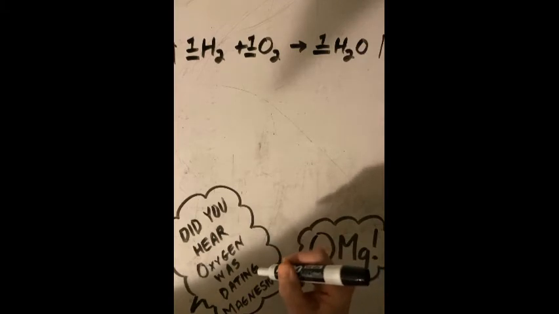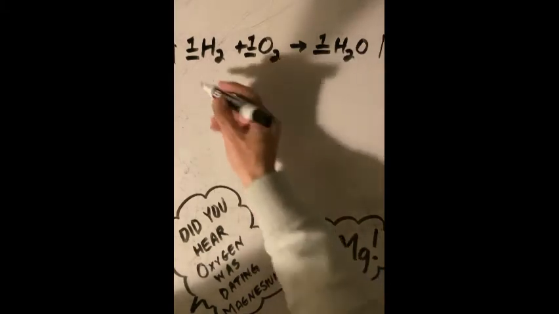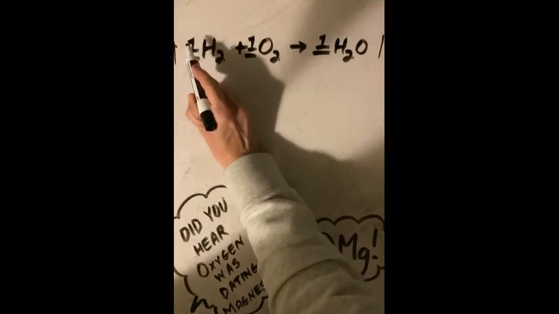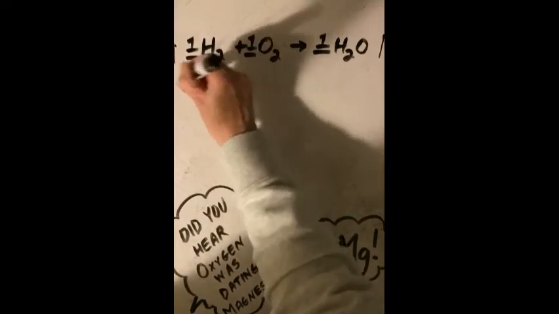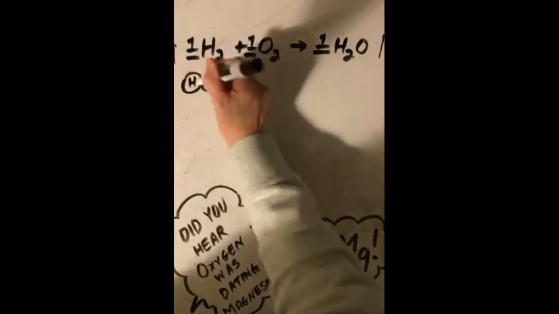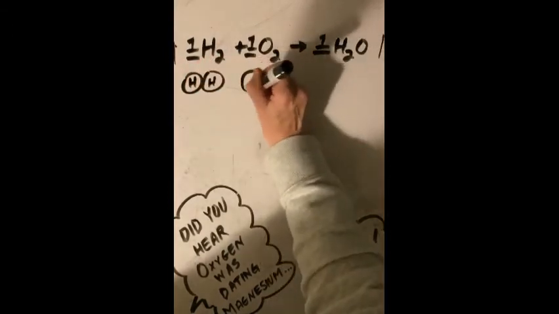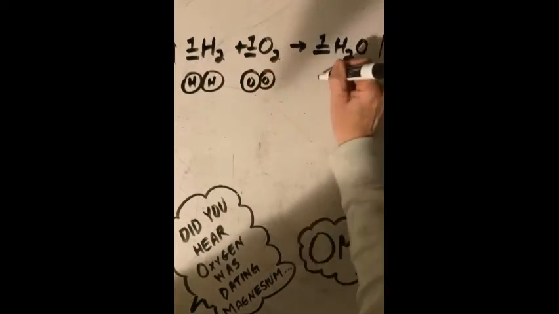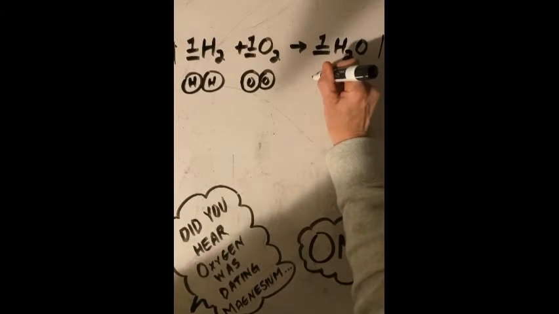The first step is to draw a particle picture, a representation of what this 1 means. So this is one set of hydrogen. This is one set of oxygen, and this is one set of water.